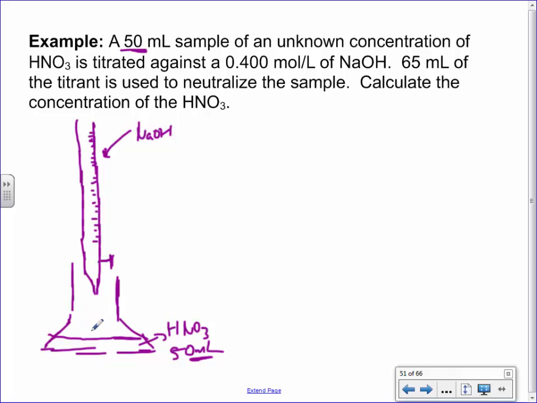They're also going to put in 3 drops of phenolphthalein. If it doesn't say that, it's kind of assumed we use phenolphthalein. It's the best indicator to use. What happens when you put 3 drops of phenolphthalein in an acid? What color will it be?